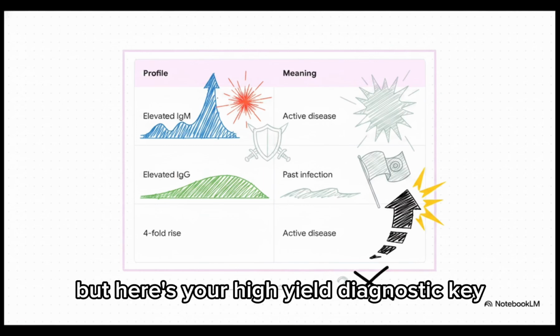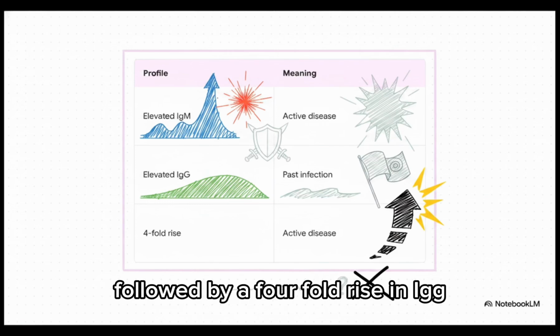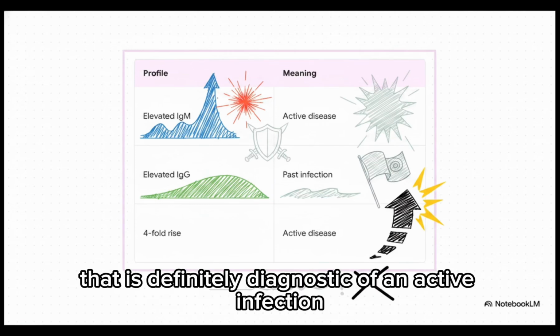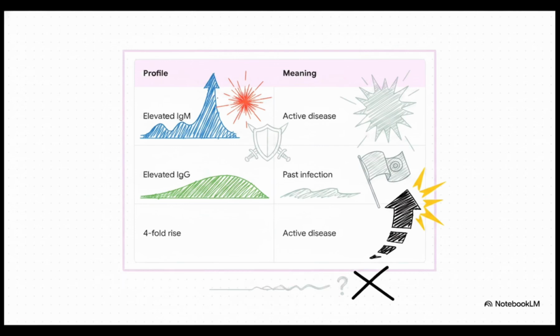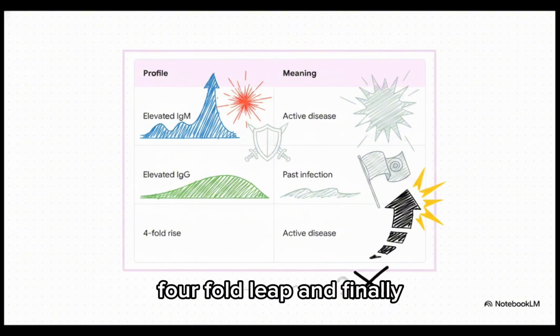It's a past battle, not a current war. But here's your high-yield diagnostic key. If you see a rising level of specific IgM followed by a fourfold rise in IgG, that is definitively diagnostic of an active infection. A rise of less than fourfold? Meh, that might just be a generic, nonspecific immune bump. You absolutely have to look for that massive fourfold leap.